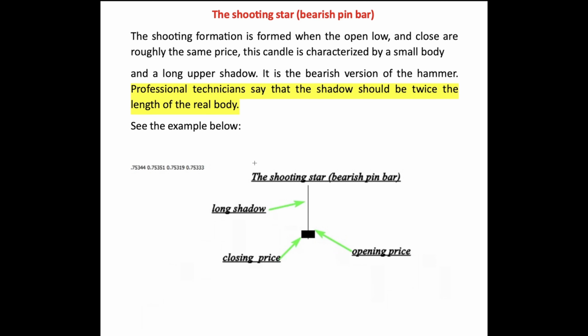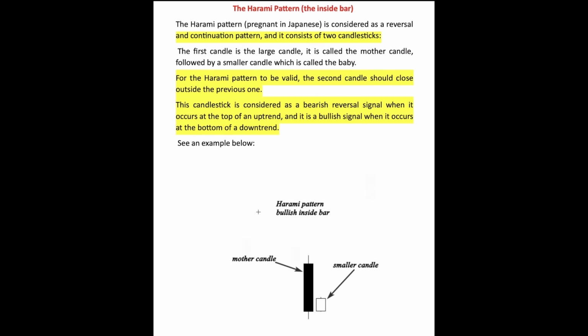Okay, what is it? It is the opposite candlestick pattern to the last one that we were looking at, right? So this candle means that the sellers are in control, not the buyers anymore. The Harami pattern. This pattern consists of two different candlesticks. The first one is called the mother, and the second one is called the baby. So let's read together. For the Harami pattern to be valid, the second candle should close inside the previous one.